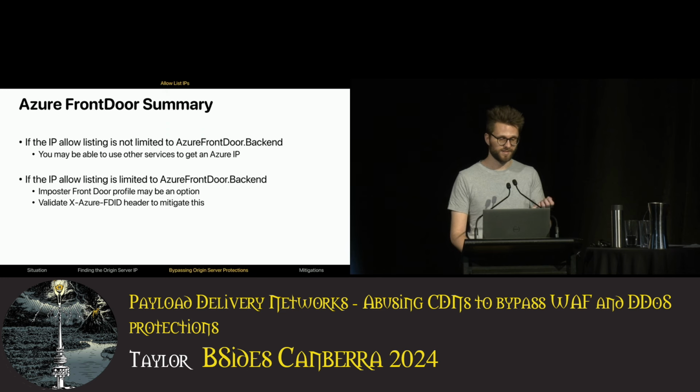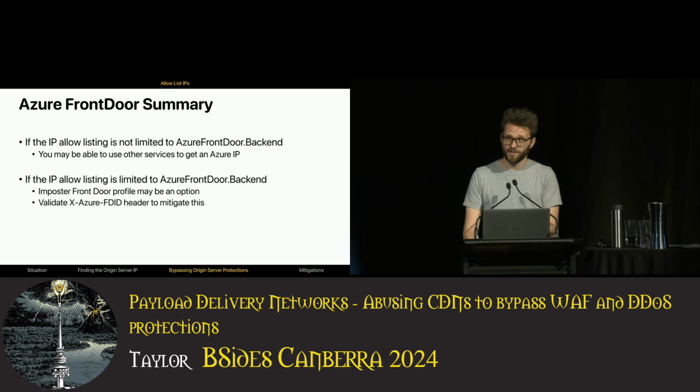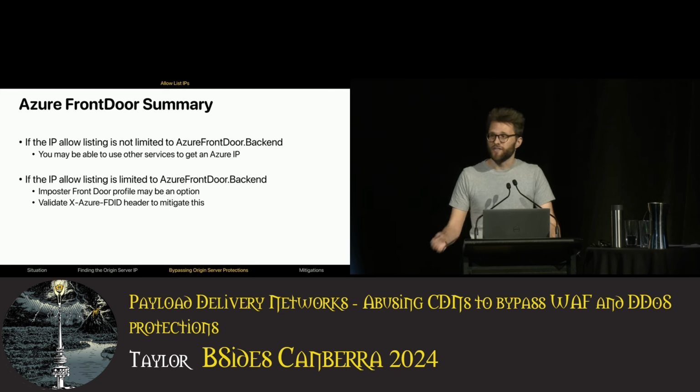So the summary there is if you allow listing and it's not limited to that service tag for Front Door, you might be able to use the other services to get an Azure IP, but really you should be limiting to just that IP range. And if you do, an imposter Front Door profile may be an option unless you're validating that unique header, which you should be doing.